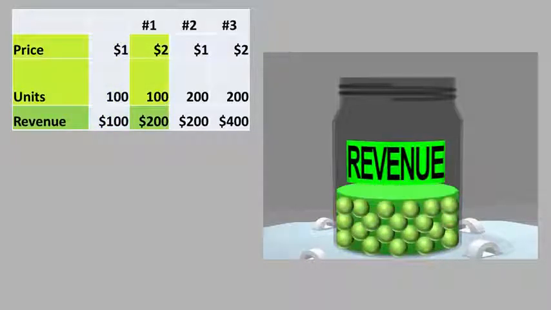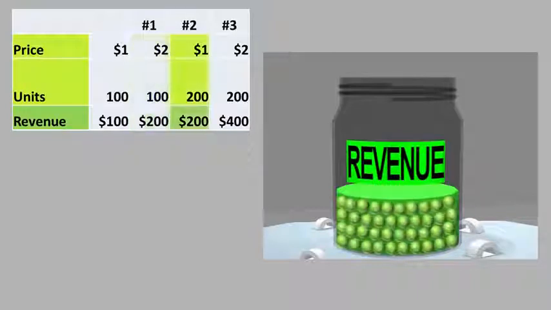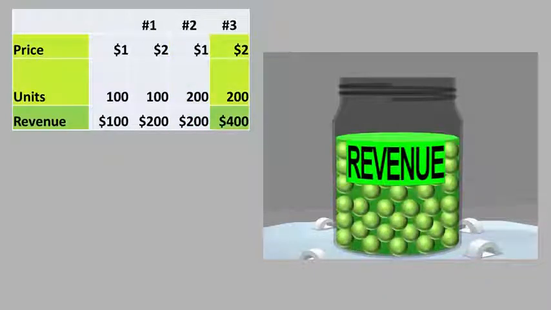In the first scenario, revenue increases when price increases and quantity remains the same. In the next scenario, the same amount of revenue is generated by increasing quantity while price remains the same. In the final scenario, revenue increases when price and quantity increase together.